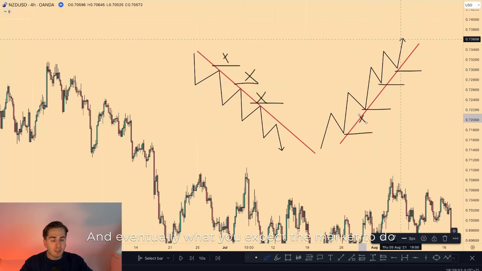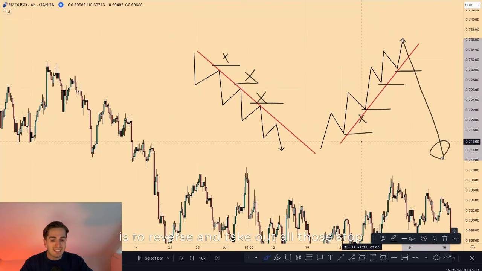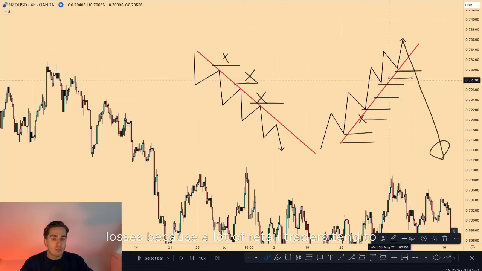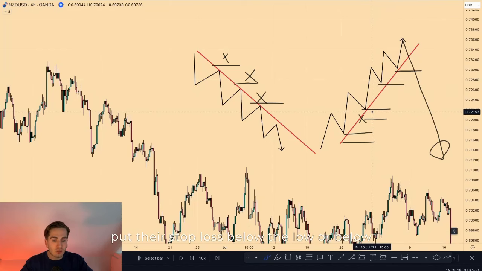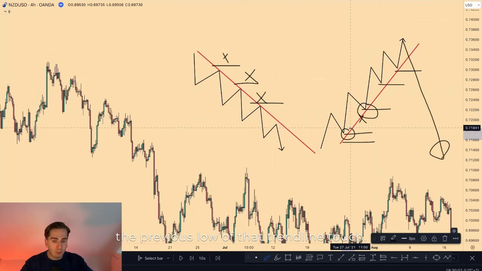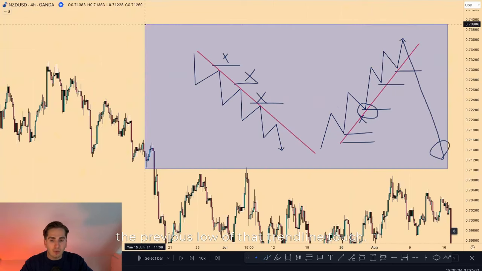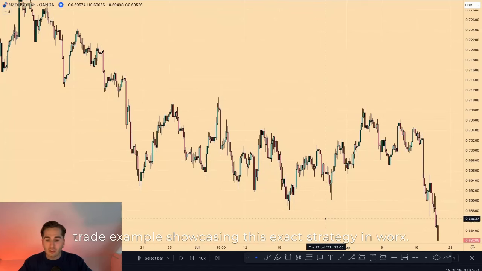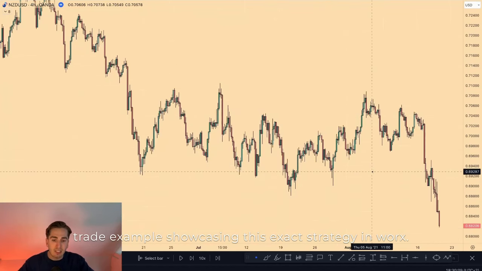And eventually what you expect the market to do is to reverse and take out all those stop losses, because a lot of retail traders tend to put their stop loss below the low, or below the previous low of that trendline touch. Now, I'm going to give you guys a trade example showcasing this exact strategy at work.